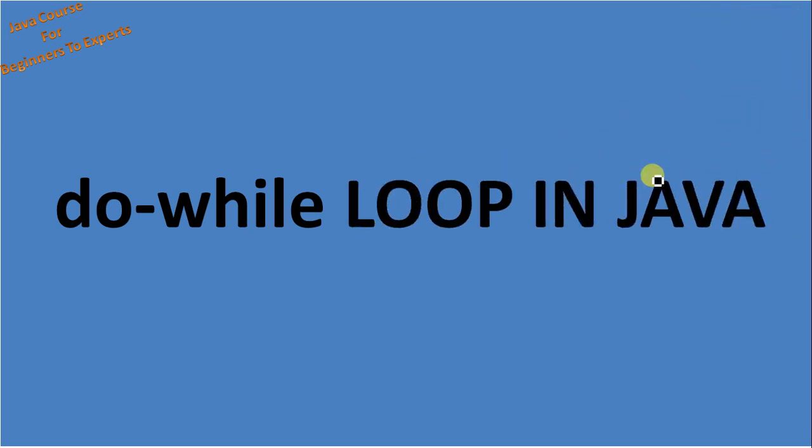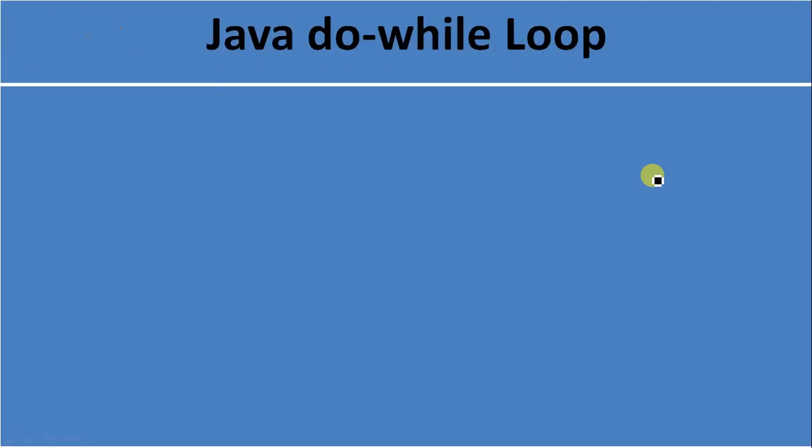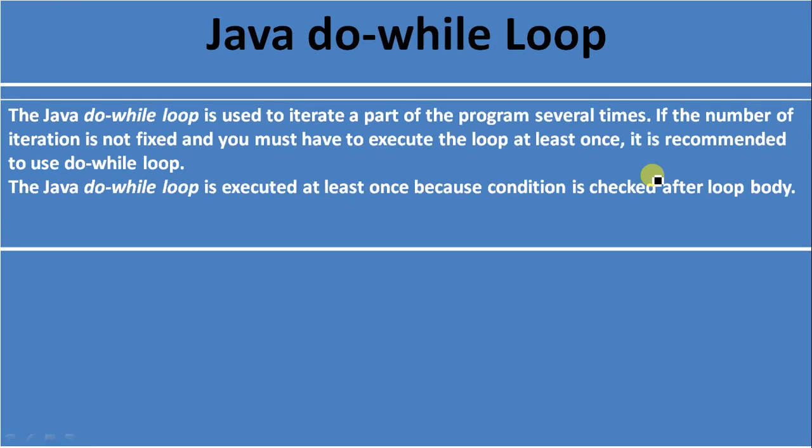So today we are going to learn about the do while loop. In the previous video we learned the while loop, now we are going to learn the do while loop. Java do while loop is used to iterate a part of the program several times, which we can also do in a for loop and while loop. But in which situation do we use the do while loop?